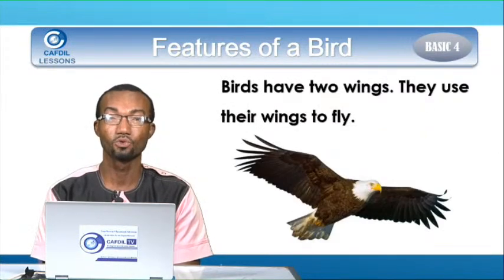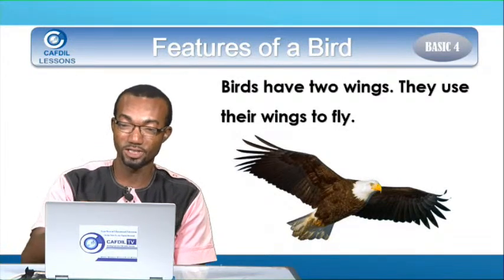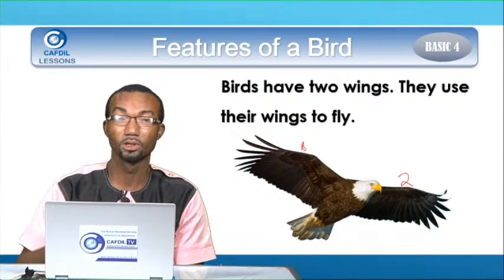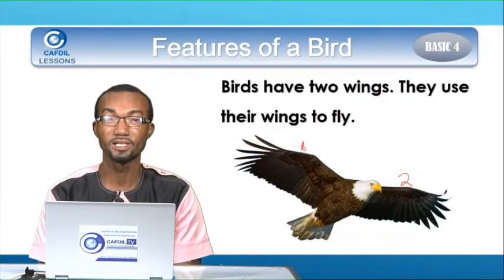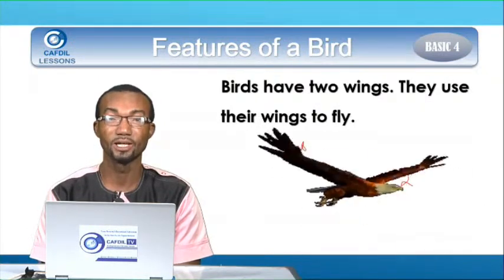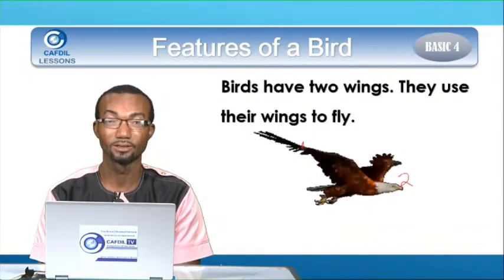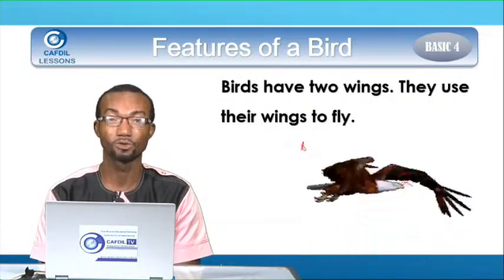Birds have two wings. They use their wings to fly. So you see the first wing here. This is wing number 1, and then wing number 2. The wings are placed left and then right of the bird. So birds have two wings, and they use these wings to fly, as you see the bird there flying. So the wings enable them to fly. And every bird has two wings.